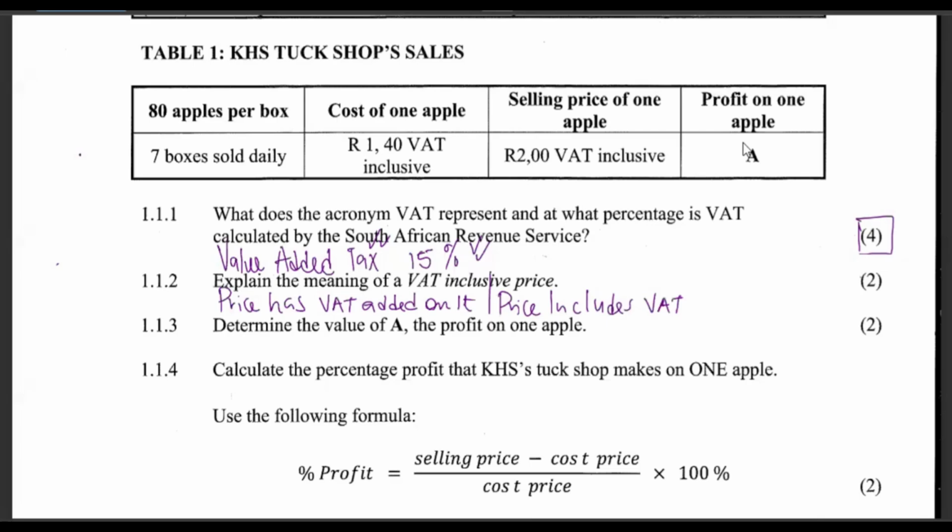Determine the value of A, the profit on 1 apple. The cost of 1 apple is this much, the selling price is this much, so profit is what we are looking at. In your head, you know that profit equals selling price minus cost price, which is 2 rands minus 1 rand 40 cents, and you remain with 60 cents. You can write it like this, or you can say 60 cents. That could be okay.